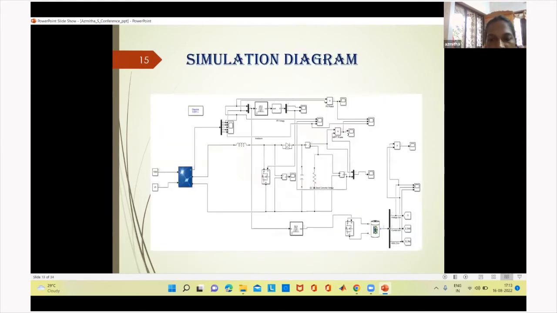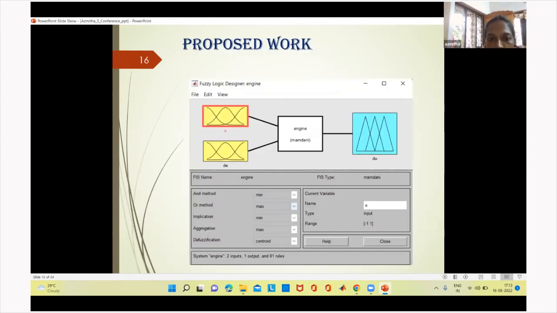Then the flowchart for the ANFIS EV controller shows how the electric vehicle EV charger works. This is the simulation diagram. In the proposed work, we have E and DV. Here we are using the Sugeno technique, because ANFIS works on the Sugeno technique, and we are using the triangular membership function.